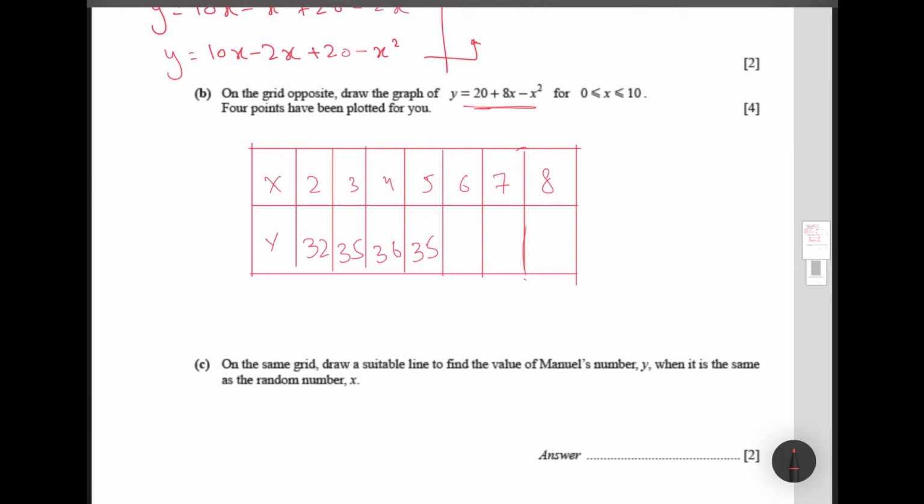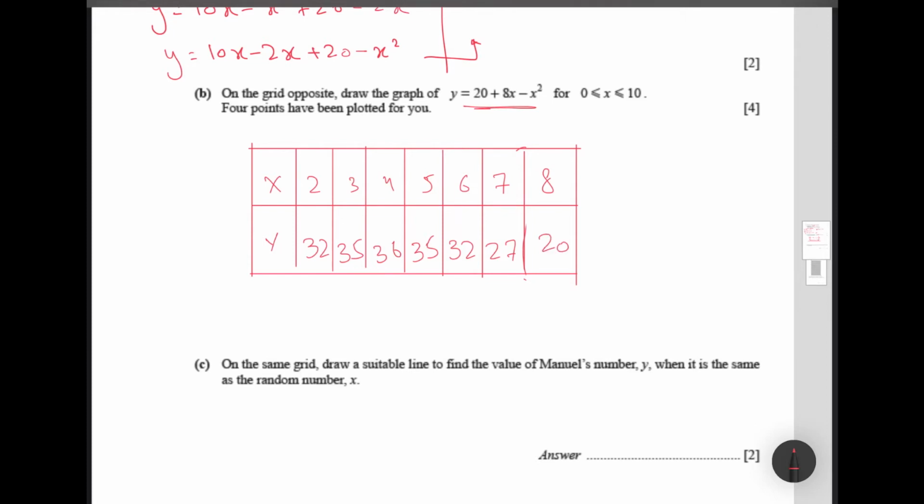Okay. Then we have 6. 6 times 8 is 48. 48 plus 20 gives us 68. 68 minus 36, because that's the square of 6, gives us 32. So you write it over here, 32. Then we have 7. 7 times 8 is 56. 56 plus 20 gives us 76. 76 minus 49, because that's the square of 7, gives us 27. Then 8 times 8 is 64. 64 plus 20 gives us 84. 84 minus 64 gives us 20.